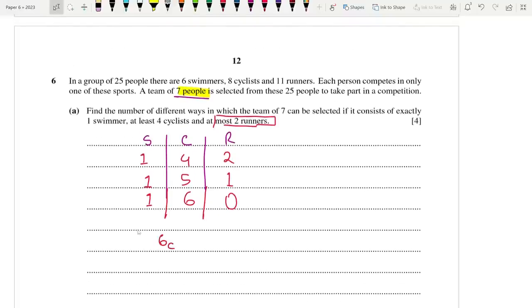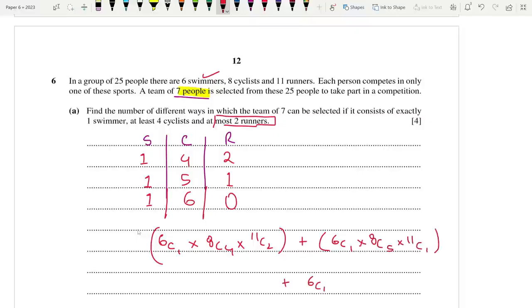From the 6 swimmers, I'm taking 1, so 6C1 times 8C4 times 11C2. It's a hard day for runners, honestly. Plus 6C1 into 8C5 times 11C1, plus 6C1 into 8C6.